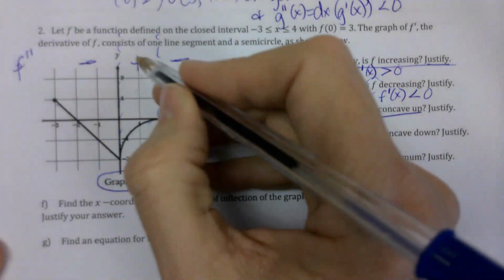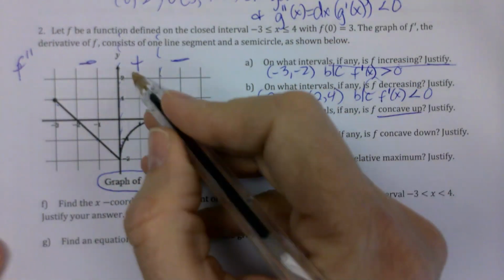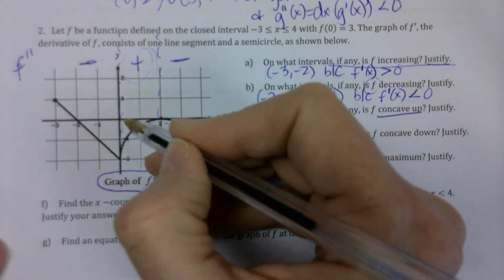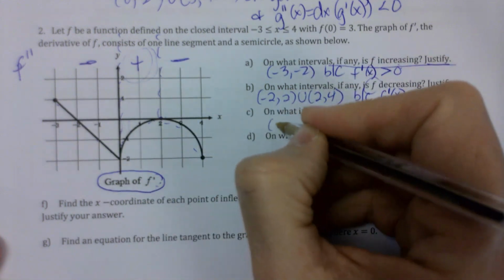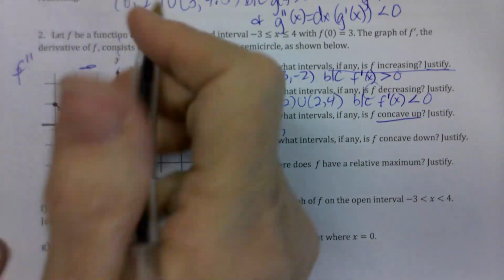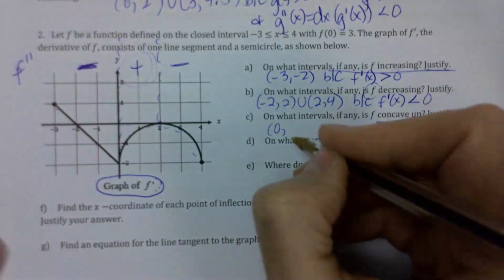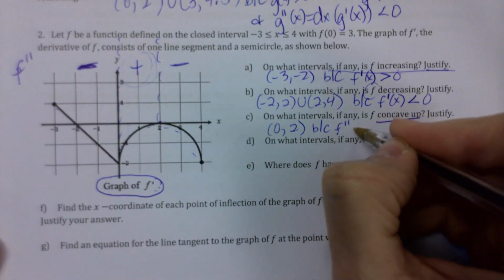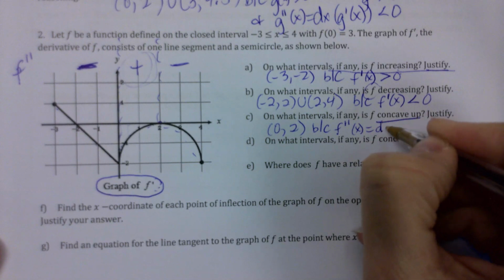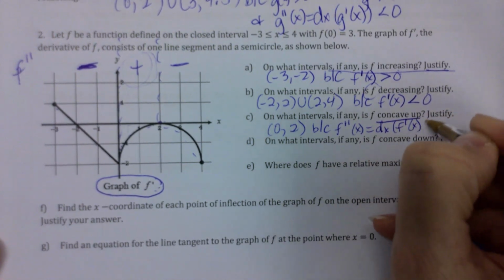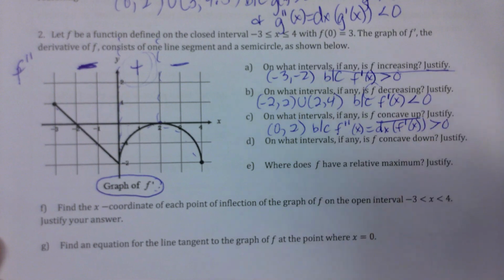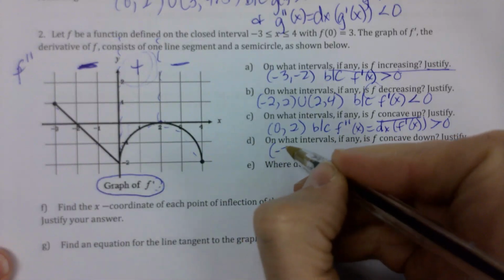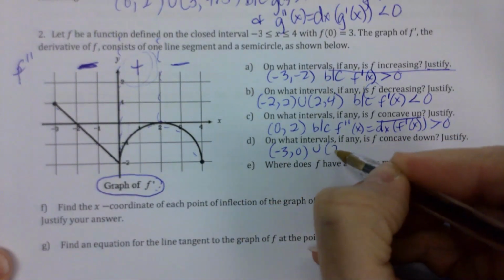Concave up would just be from 0 to 2, right? From negative 2 to 0, the second derivative is negative. I was looking at the bottom. On what intervals, if any, is f concave down? We've shown those. Negative 3 to 0, 2 to 4.